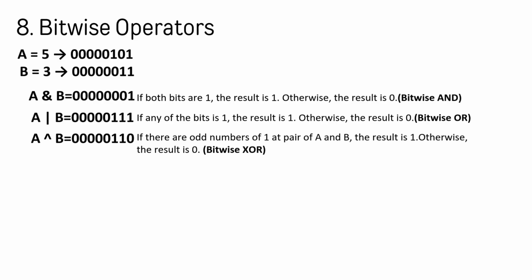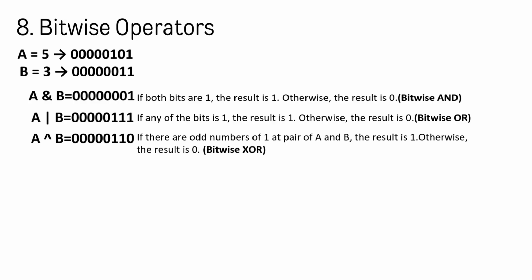Then 0 1, that means there is an odd number of 1s, only one 1. That time it will produce 1 as the result. Again we will see 1 0, so it will produce 1 here. For other bits it will produce 0. So for A XOR B we will get 6. 1 1 0, we will get 6 as a result.